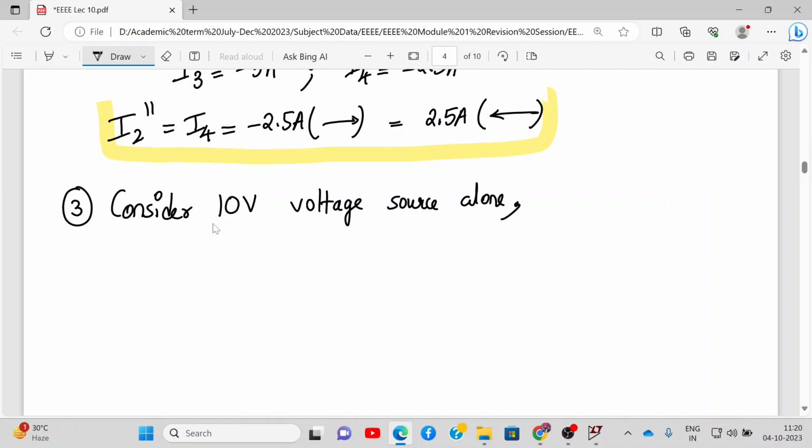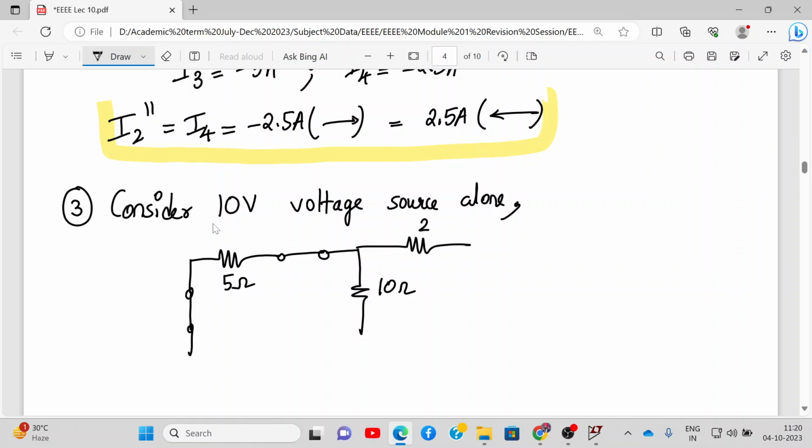We consider the 10-volt voltage source alone. So let's draw the circuit. So here the 40-volt voltage source will be short circuited. We have 5 ohm resistance. Here this voltage source will be short circuited. Then we have 10 ohms, 2 ohms, and here is my 10-volt voltage source. Alright. And here we need to find the value of I2. So this I2 is called I2 triple dash.